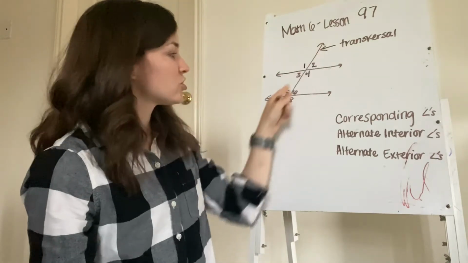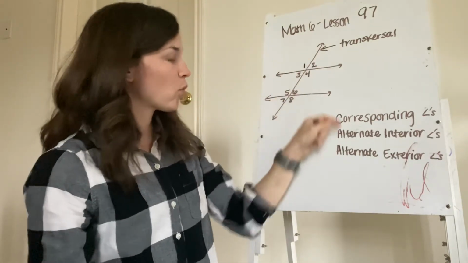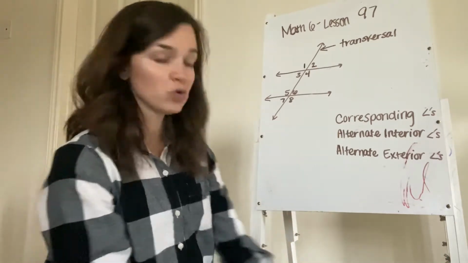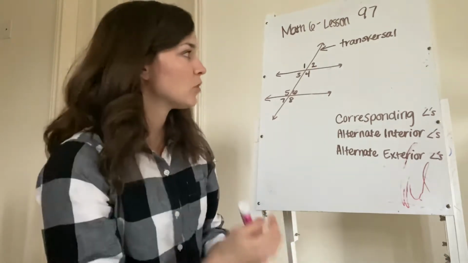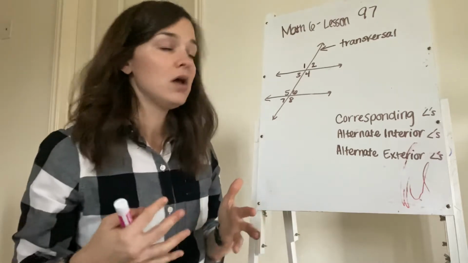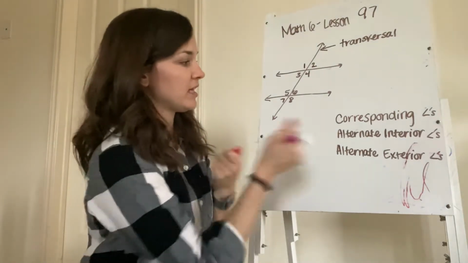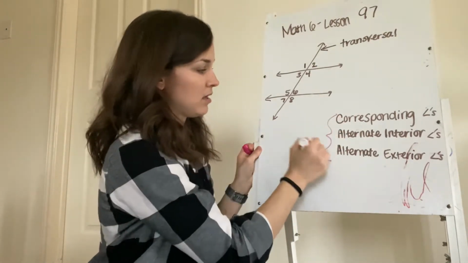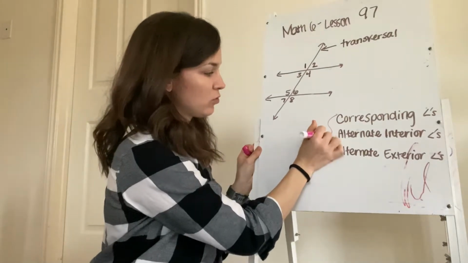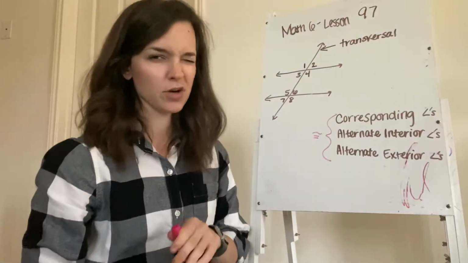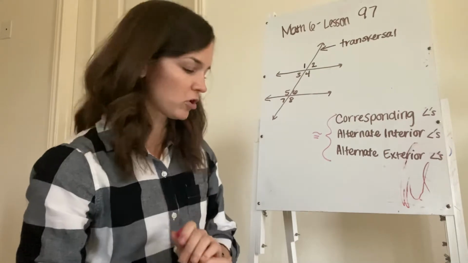So the transversal cutting through these lines, the other important thing to note is that when these two lines are parallel, it makes all these relationships congruent or equal to each other, okay? And we're gonna talk about that a little bit more, but just hold on to that thought.